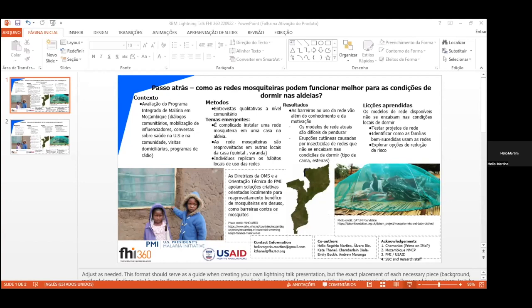FHI in Mozambique implemented an intervention for 5 years. It's an integrated malaria program that aimed at offering information to the community about ways to prevent malaria and improve its effectiveness in the process of prevention. This is information about this assessment that we did after 5 years of work.